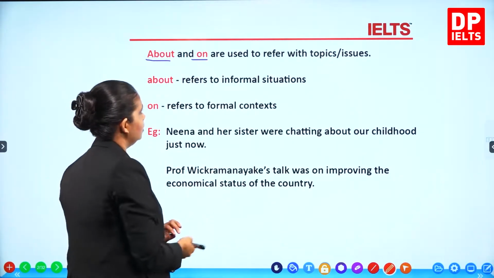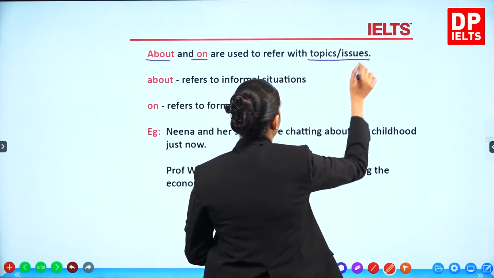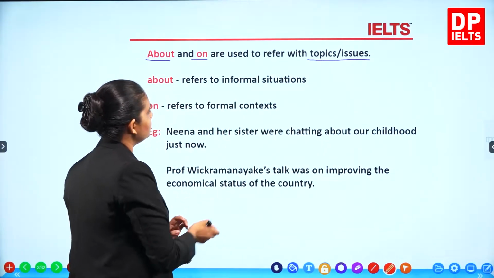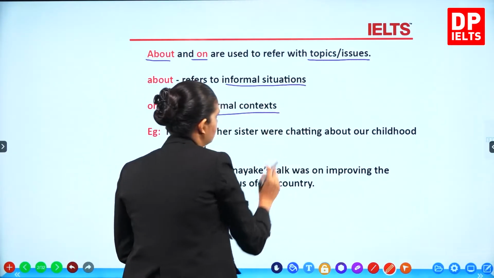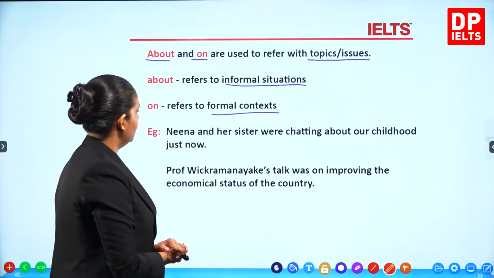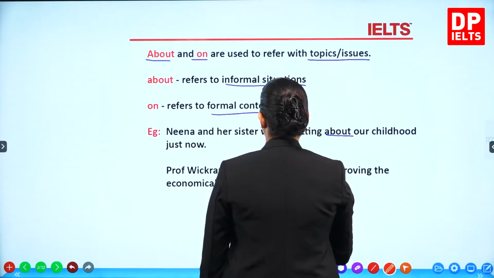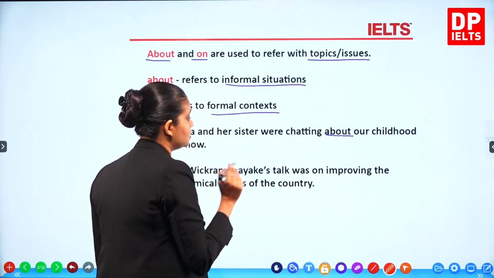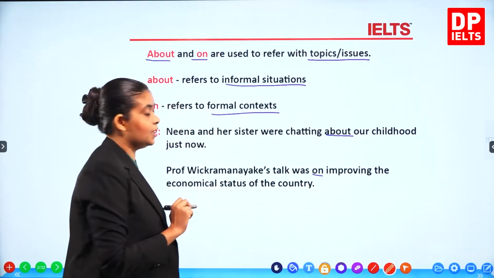About and on are used to refer to topics or issues. About refers to informal situations, on refers to formal situations. Let's have a look at an example. Nina and her sister were chatting about our childhood just now. Professor Vikramanayaka's talk was on improving the economical status of the country.